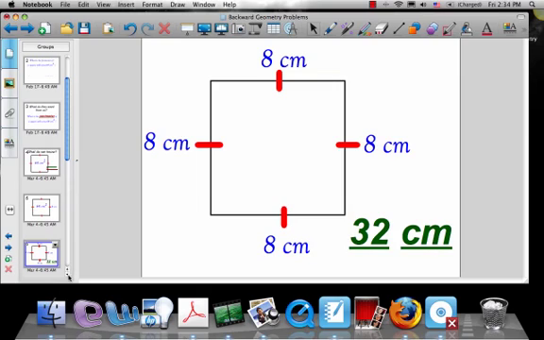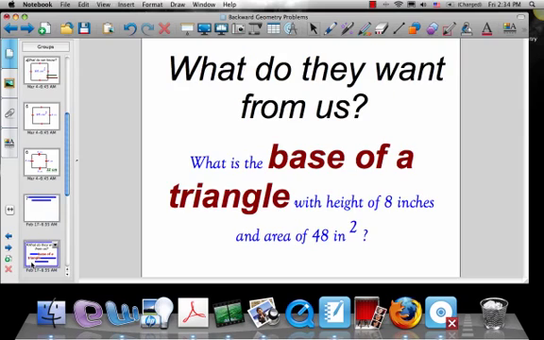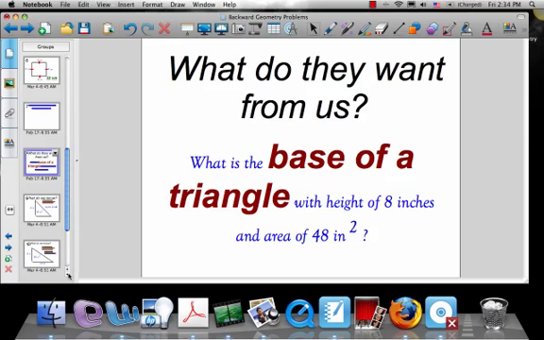Now that was my first of the examples. The second one I want to look at is what is the base of a triangle with height of 8 inches and area of 48 inches squared? Okay, well, first question. What do they want from us? In this question, they want the base of a triangle. So then, I move to my second part.